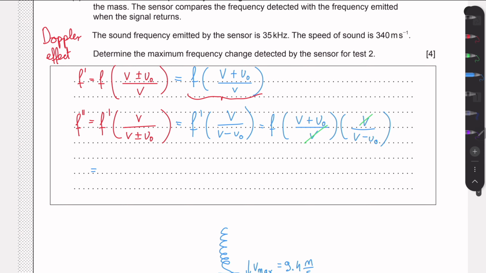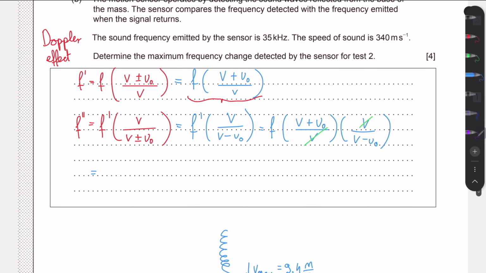So our original frequency was 35 times 10 to the 3 hertz. Then we need to do v plus u0, so our speed of sound is 340 plus the speed of the block, 9.4, divided by 340 minus 9.4. If we do this, we get 37 times 10 to the 3 hertz. Therefore the change will be the difference between 37 and 35, so that will be 2 kilohertz, or 2 times 10 to the 3 hertz.